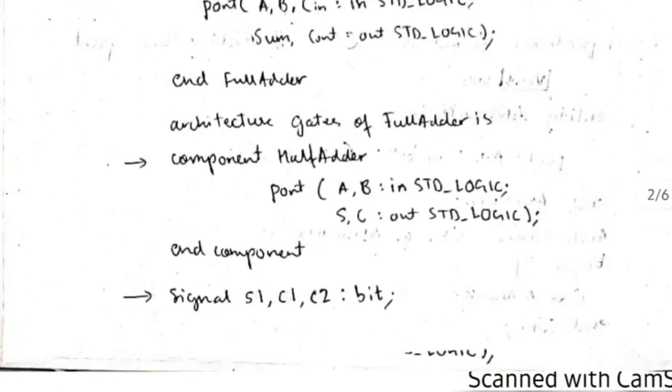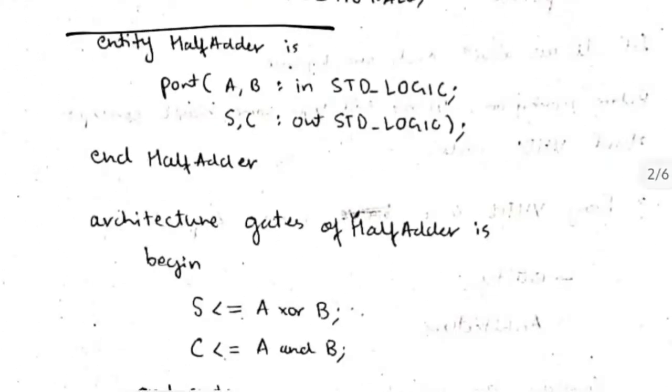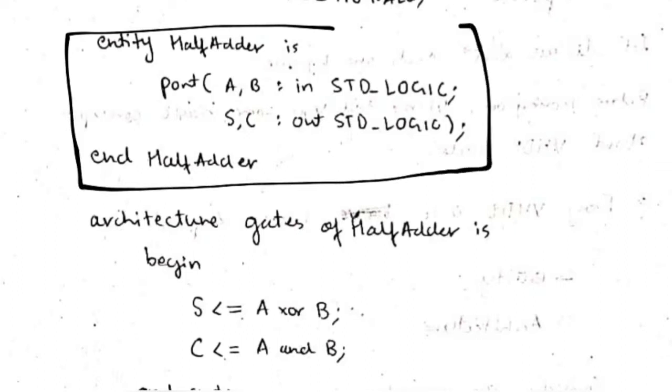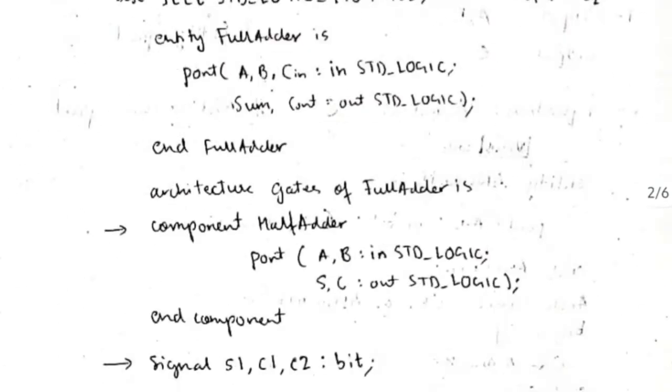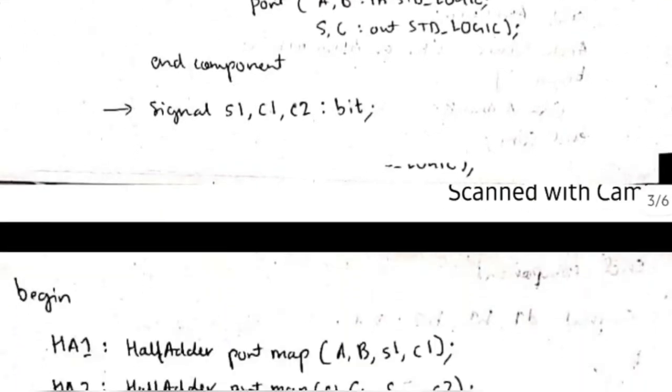Now let's see the component part. The component part is the same, just instead of entity you will write component here. The same thing as for the half adder which you had written. This same code you will copy and write in the full adder, just instead of entity you will write component. Then after doing that, you will use signal.